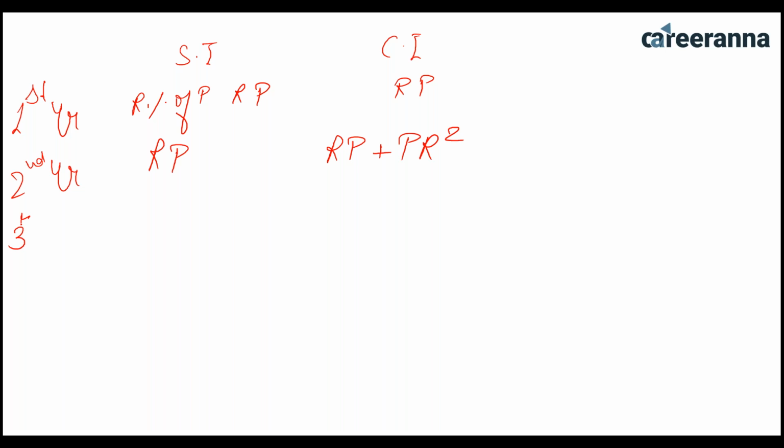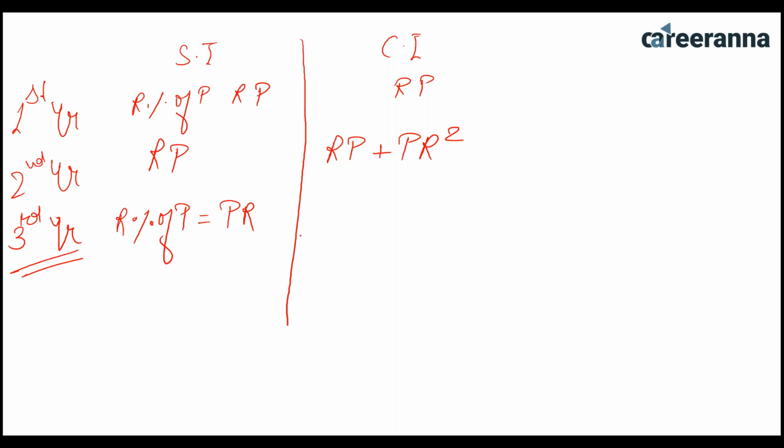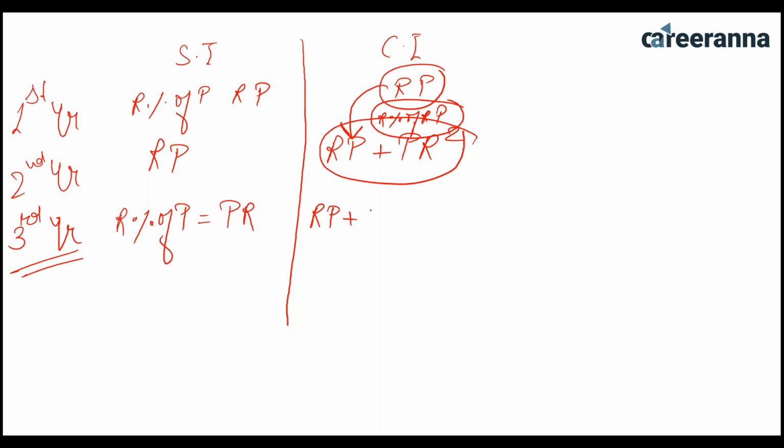This is for third. Now third year, what we are doing. For third year also, again, my simple interest is going to be R% of P, right? This will be again PR or RP, one of the same thing. Now just remember this thing. Whenever we are calculating interest, now here what I did, I took this thing RP here and I took what? R% of RP. That means interest on interest. Now this is my interest from the previous year. So what I'll be doing, RP plus PR square.